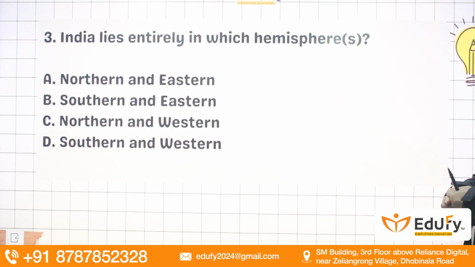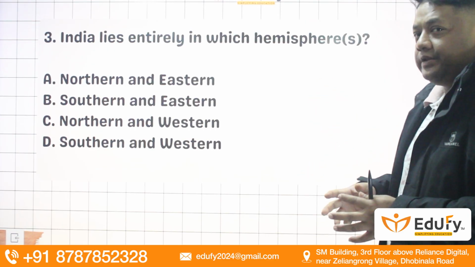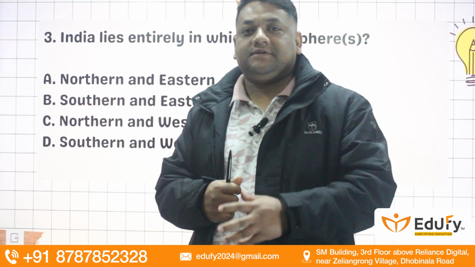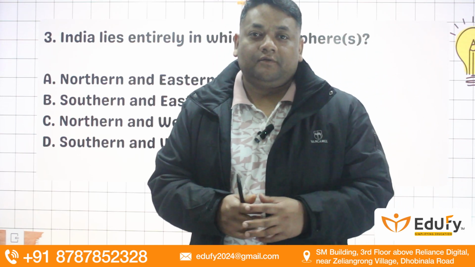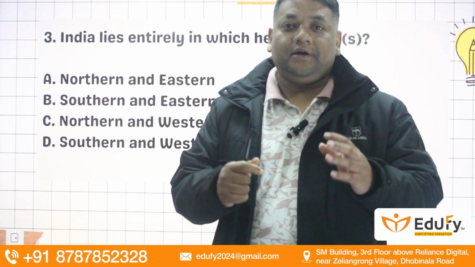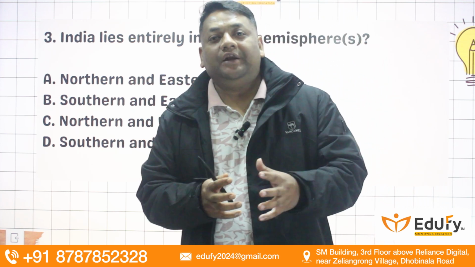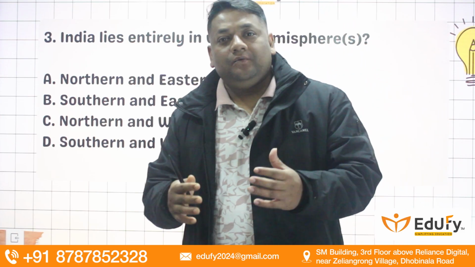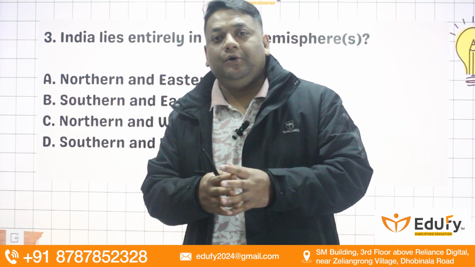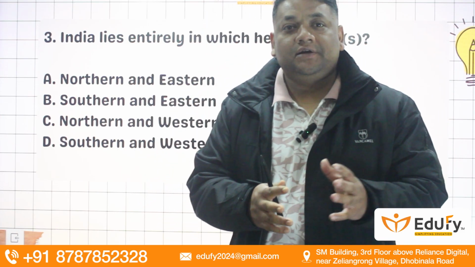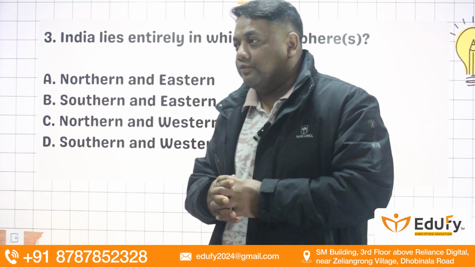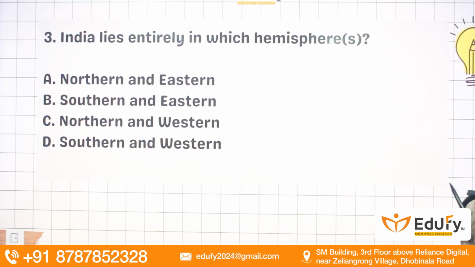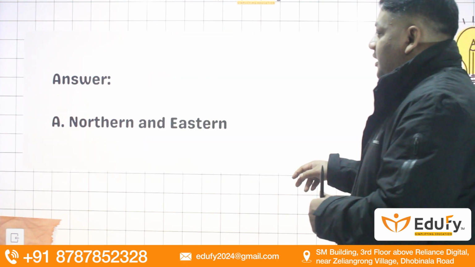India lies entirely in which hemisphere? We know that our entire world has been divided into west, east, north, and south by the equator and our Greenwich line. So India is purely a northern country which is above the equator, and purely an eastern country which is to the east of the Greenwich line. So we are a northeast country. All right. So A is the right answer.